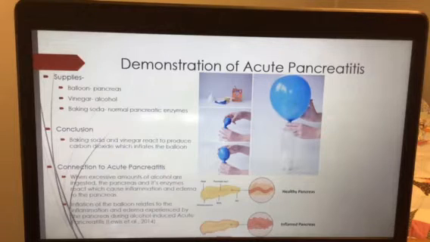So what I did, I have a bottle filled with vinegar and I have a balloon attached to the top, and in the balloon I have baking soda. So when I flip the balloon over, the baking soda and the vinegar combined and they react with each other. That reaction creates carbon dioxide gas, which inflates the balloon. So this is similar to acute pancreatitis when excessive amounts of alcohol are ingested into the body and interact with the pancreas and the pancreatic enzymes, which causes the pancreas to inflame.